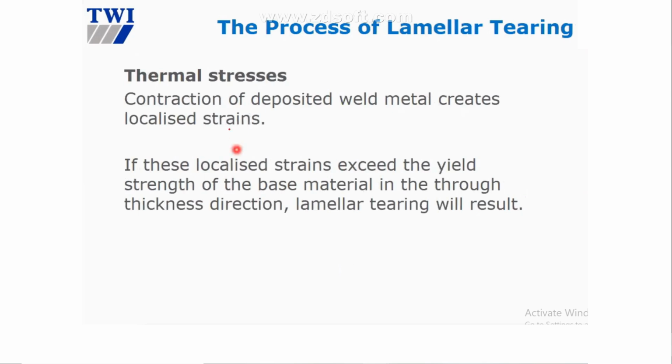Thermal stress, during cooling, contraction of the deposited weld metal creates localized strain. If the localized strain exceeds the yield strength of the base material in the through thickness direction, remember through thickness direction is the thickness of the plate, lamellar tearing will result.